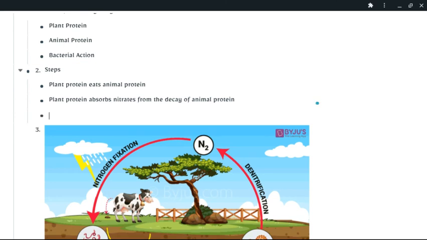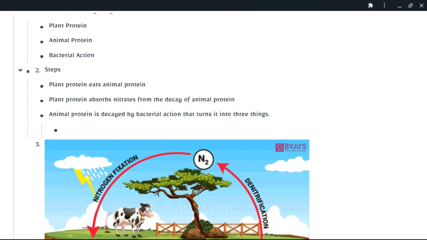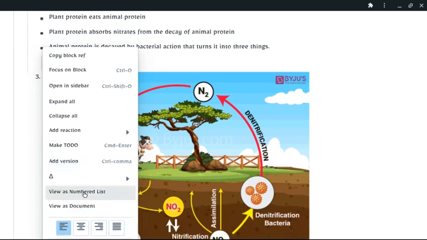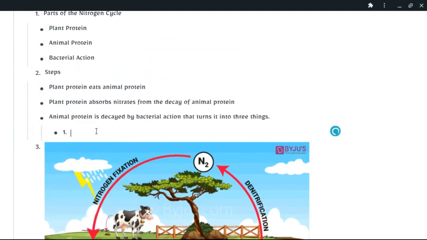Now, so let's look at the animal protein itself. So let's say animal protein now, right, is decayed by bacterial action that turns it into 3 things. Here are the 3 things. Let's list them. Right? We said that it turns into nitrates and nitrites. Remember that?